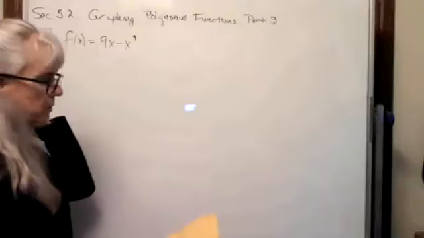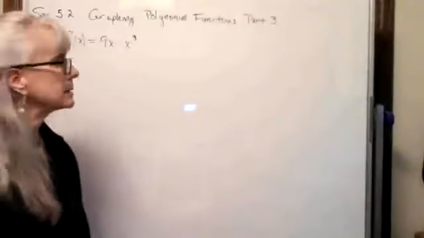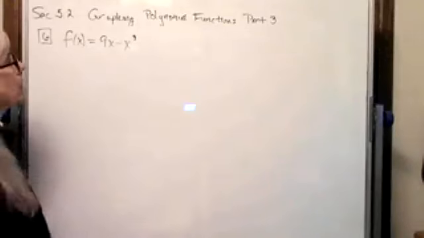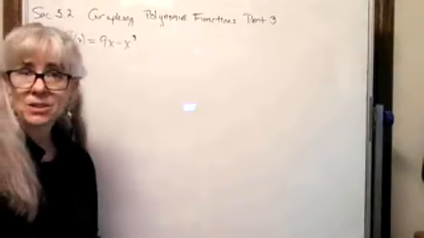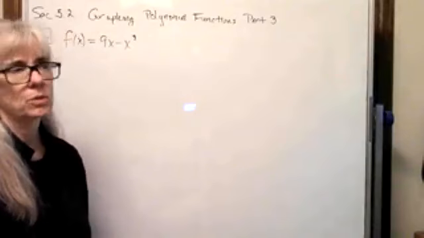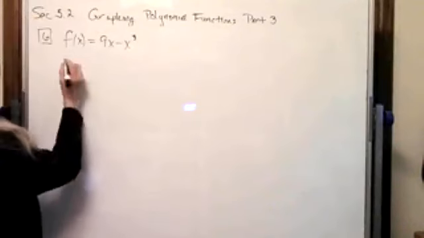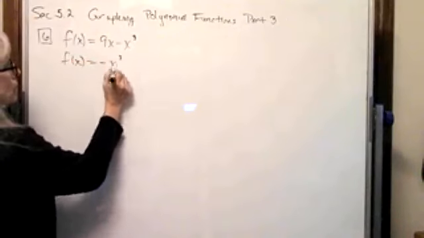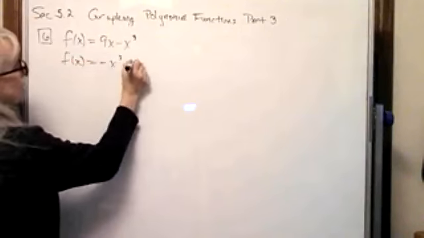Example 6, we're going to come in and take a look at a polynomial function. We're still following that 5-step process. F of x is equal to 9x minus x to the third power. We're going to notice that this is in standard form or non-factored form is really what we're after here. The first thing I'm going to do is actually put it in standard form by putting it in descending order. So negative x cubed plus 9x.